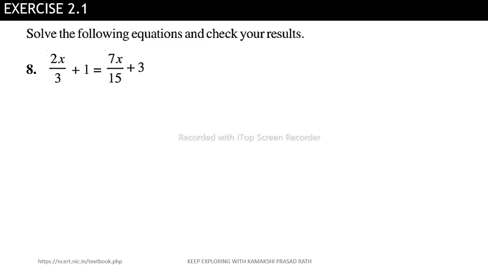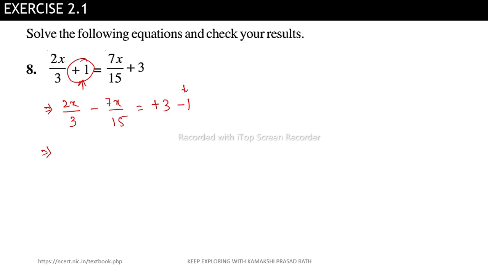Now see this type of question. 2x by 3 plus 1 is equal to 7x by 15 plus 3. Now the same process will be followed. Just shift the terms with x onto the left side, that is minus 7x by 15, and plus 3 is already on the right side, so only 1 will be shifted. So plus 1 becomes minus 1. If 1 is added on the left side, 1 will be subtracted from the right side.